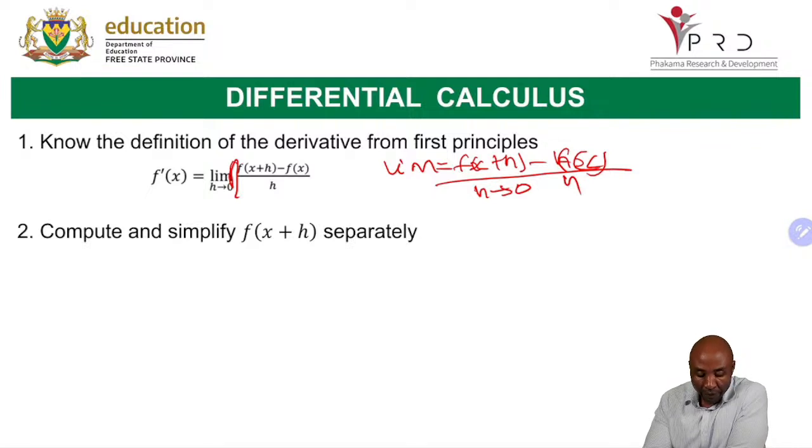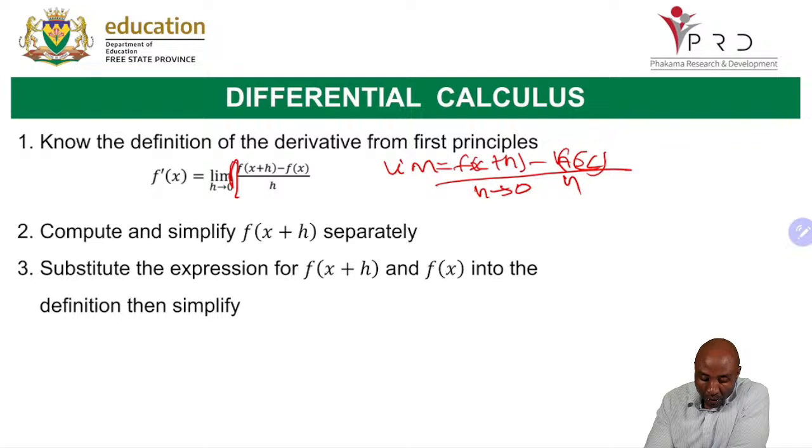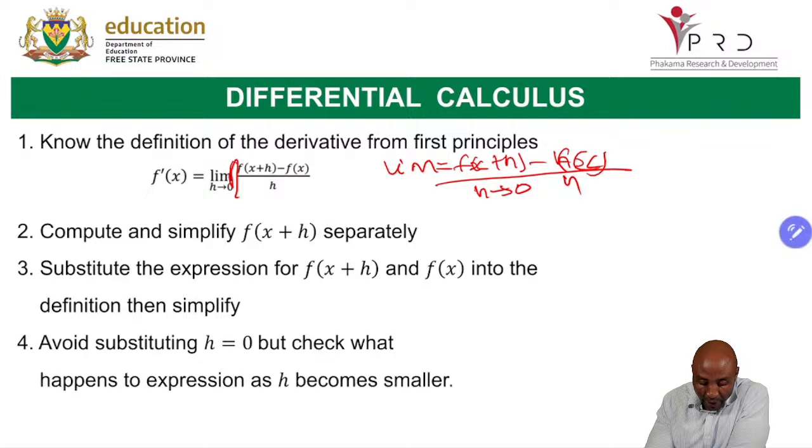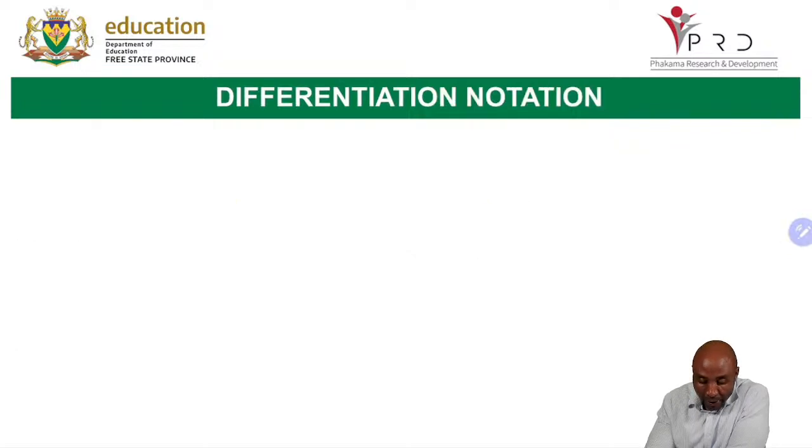We compute and simplify f of x plus h separately, and then we substitute the expression of f of x plus h into the definition, and then we simplify. We avoid substituting h is equal to 0, but we check what happens to the expression as h becomes smaller and smaller.